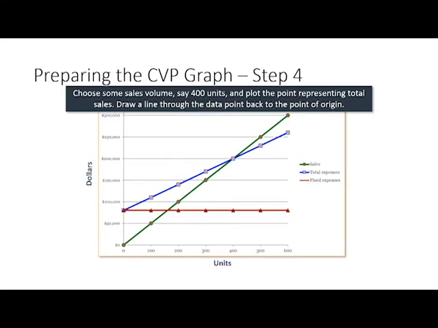And then the next step: choose some sales volume, say 400 units, and plot the point representing total sales. Draw a line through the data point back to the point of origin. So this is the sales line. The green line represents the sales line. So how do we plot this? We're using the data that we have from the previous slide.